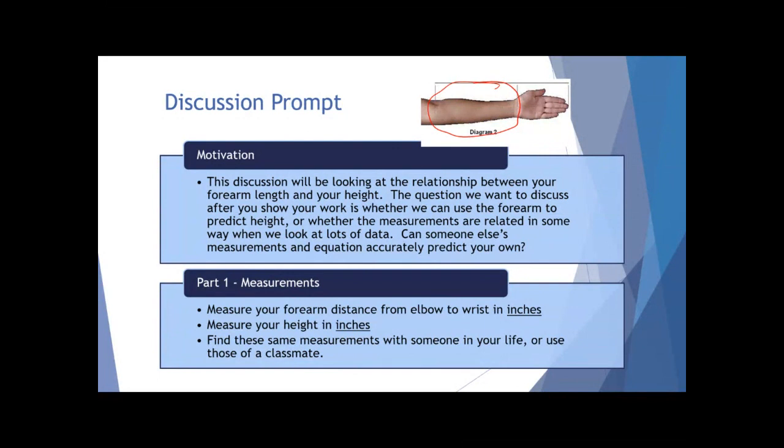And then from there, you're also going to measure your height, and you want to have your height in inches. So my forearm was 8.5 inches. My height is 64 inches because I'm 5'4". So you're going to get two numbers for each person. And that's the measuring part. And it's kind of fun to like have somebody else involved in your math.